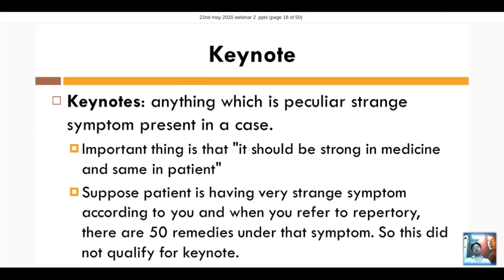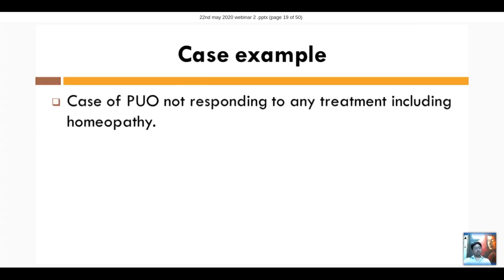So now this symptom does not qualify for the keynote. It should be rare in the patient and it should be rare in the materia medica and repertory. Then and only then will it qualify for the keynote. Here I will give one example of a case.